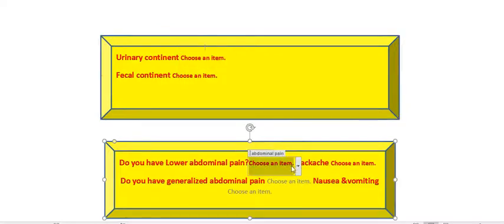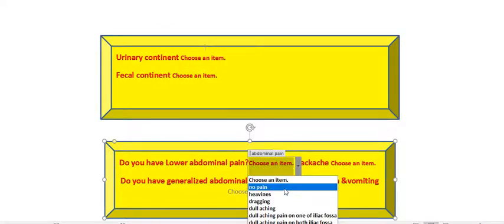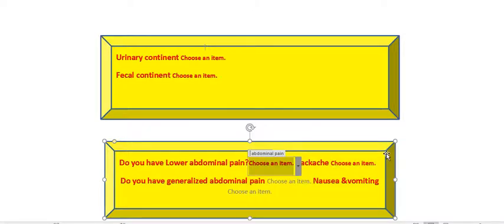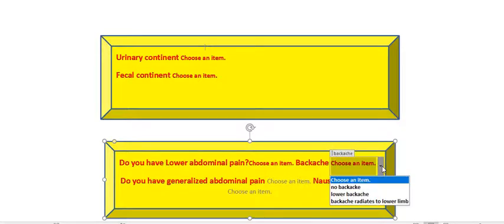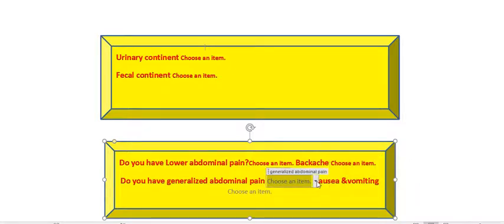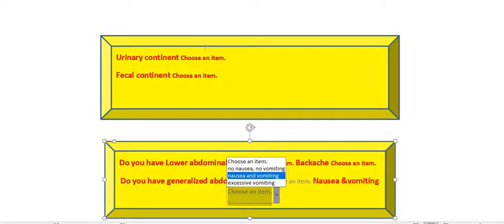The patient has abdominal pain or not: no pain, or heaviness, or dragging, or dull aching pain, or dull aching pain on one iliac fossa, dull aching pain on both iliac fossae. The patient has backache or no backache, lower backache, backache directed to the lower limb. The patient has generalized abdominal pain or not. The generalized abdominal pain is associated with no nausea or vomiting, or associated with nausea and vomiting or excessive vomiting.